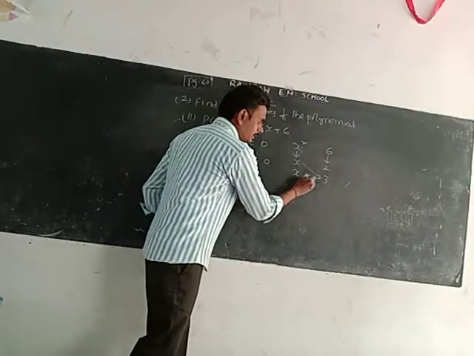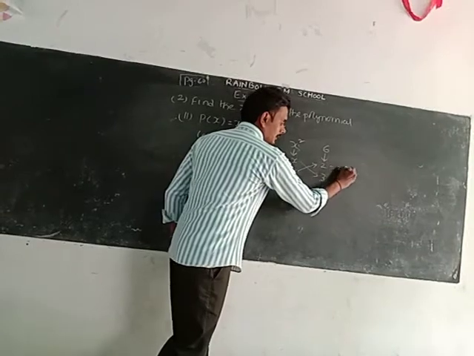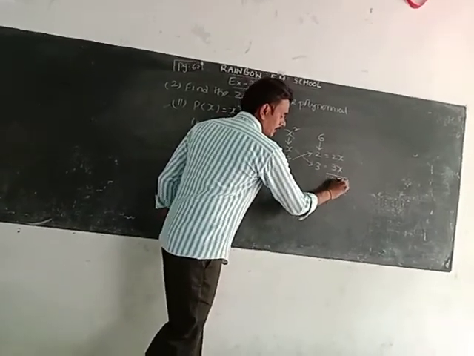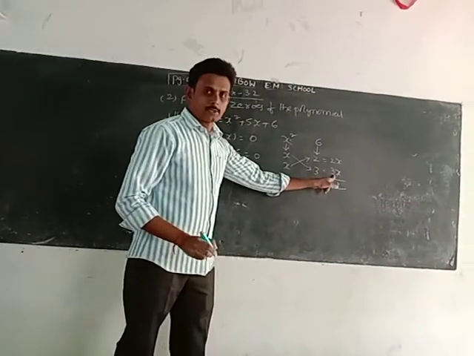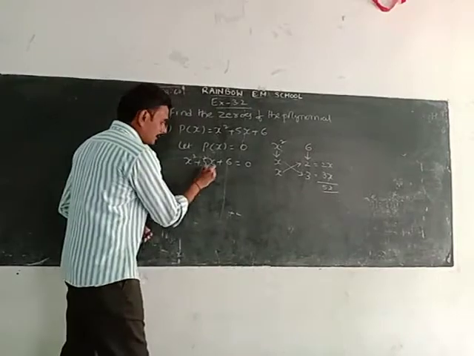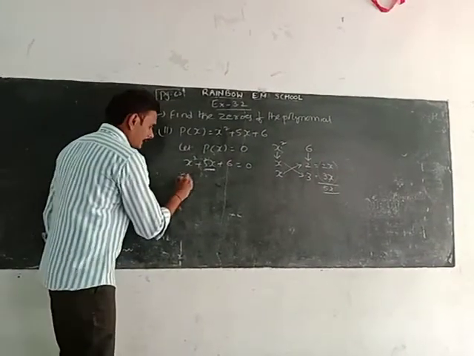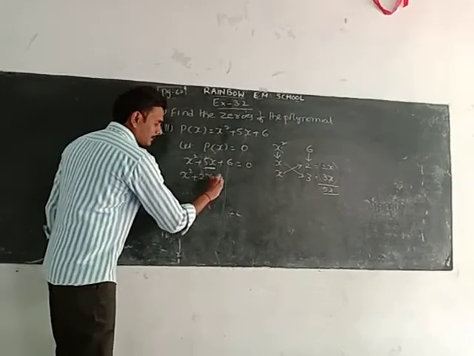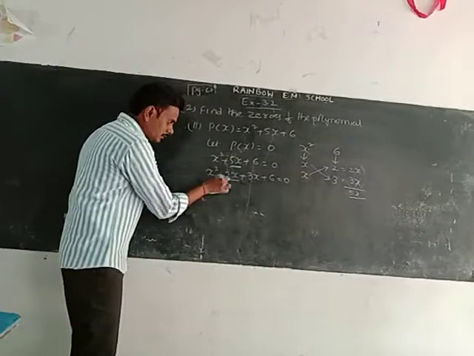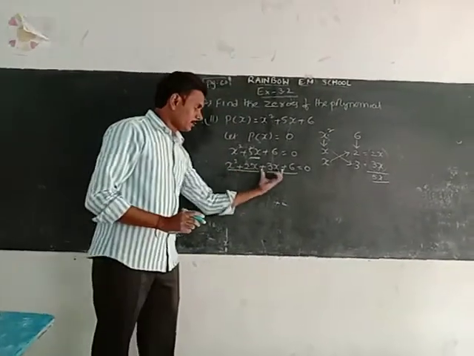Now cross multiply these two. 2 into x, 2x. 3 into x, 3x. By adding these two, we get 5x only. Like terms, 2 plus 3, 5x. Okay, now instead of 5x, replace with these two: x square plus 2x plus 3x plus 6 equal to 0. Now take these two as one group, and these two as another group.